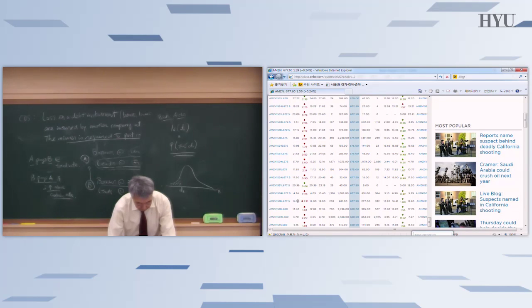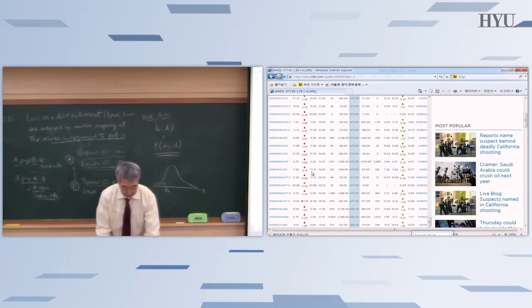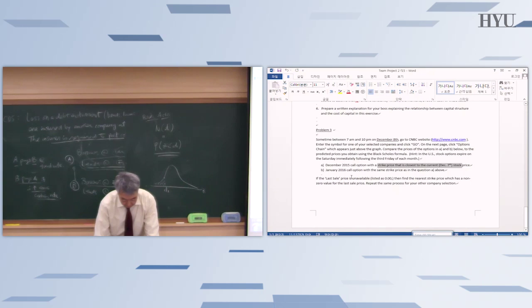So check out the price and compare that price to the Black-Scholes price that you calculated based on the formula. That's what I'm trying to say there. If the last sale price is unavailable, then find the nearest strike price.